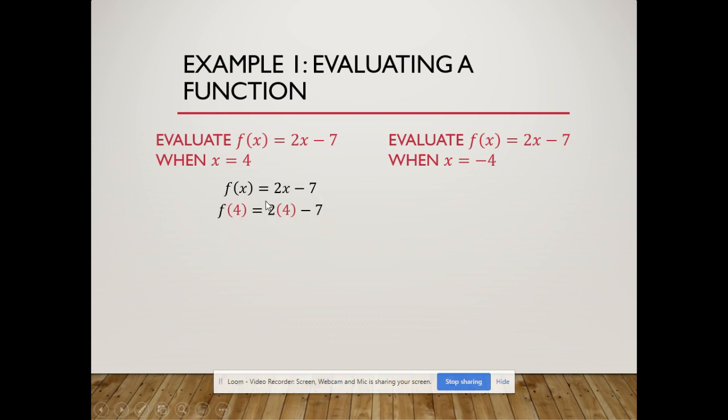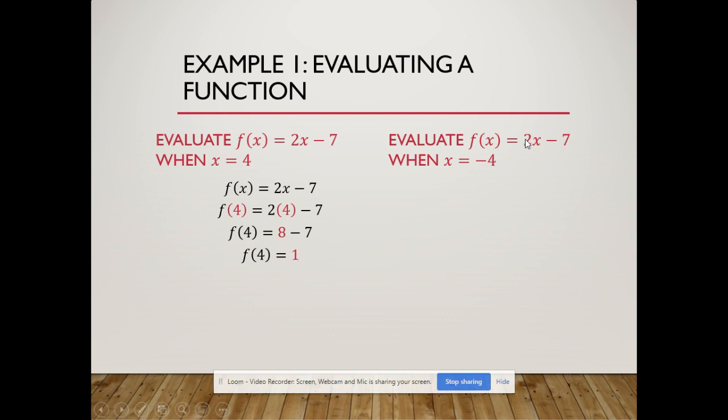Over here is where a lot of our work is going to happen. So now I can follow PEMDAS. I'm going to do my multiplication before I do that subtraction. So now I've got f of 4 equals 8 minus 7. Now f of 4 equals 1. So the benefit of using this type of notation, there's a few, but what we'll talk about right now is that it puts the input and the output in a single line. So when the input is 4, the output is 1.